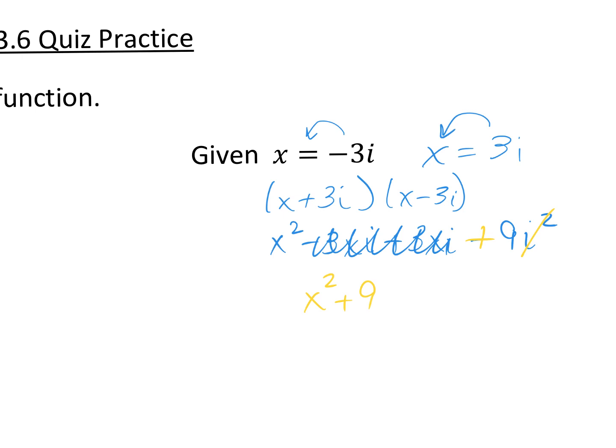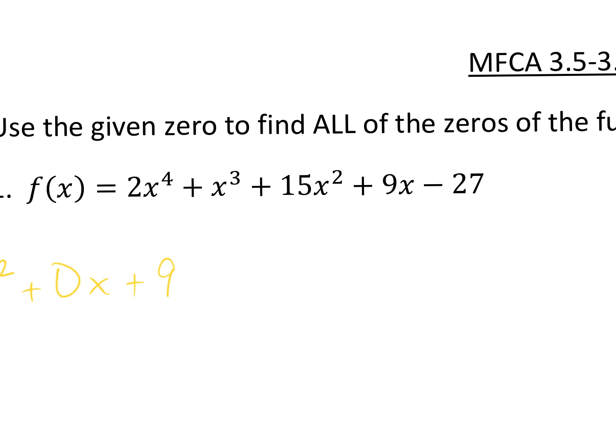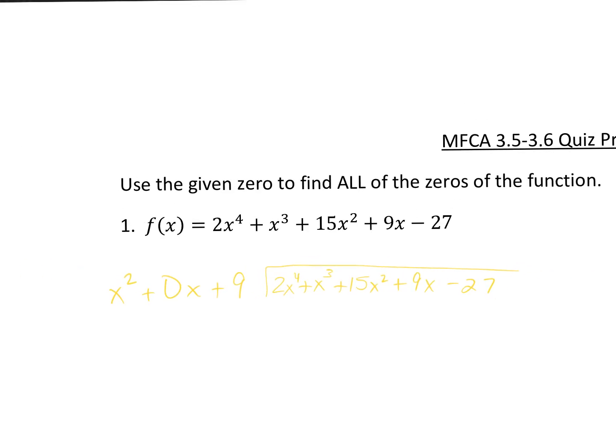Now we take that and we divide it into our original polynomial. Guys, it's x squared plus 9, so you have to have a space for 0x, and then your 9. And then on the inside, you have 2x to the 4th plus x cubed plus 15x squared plus 9x minus 27. So we already have 2 of our zeros. Now we're going to find how many more?